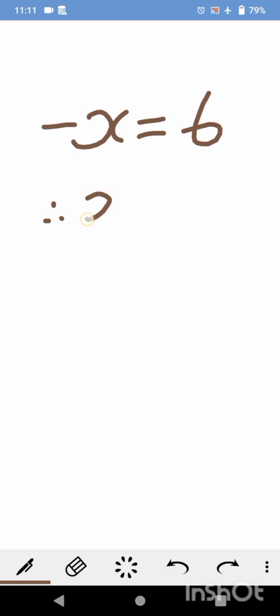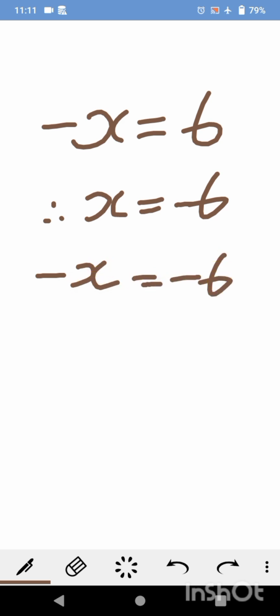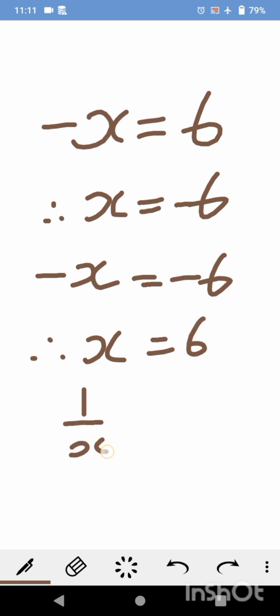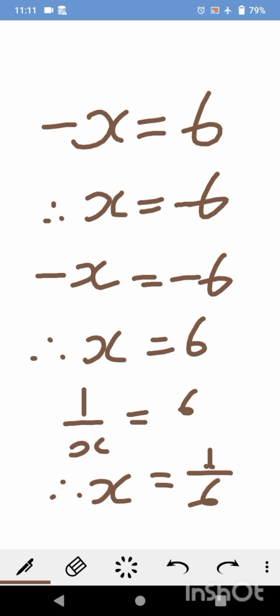Alright, so today I want us to study something about algebra. If we have minus x equal to 6, it therefore means that x is equal to minus 6. And if we have minus x equal to minus 6, it therefore means that x will be equal to 6. If we also have 1 over x equal to 6, it therefore means that our x will be equal to 1 over 6. Alright, so these are the basic things we know about algebra.